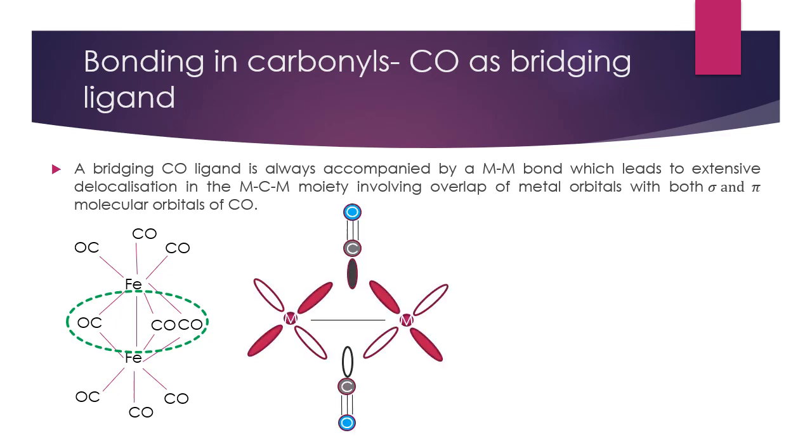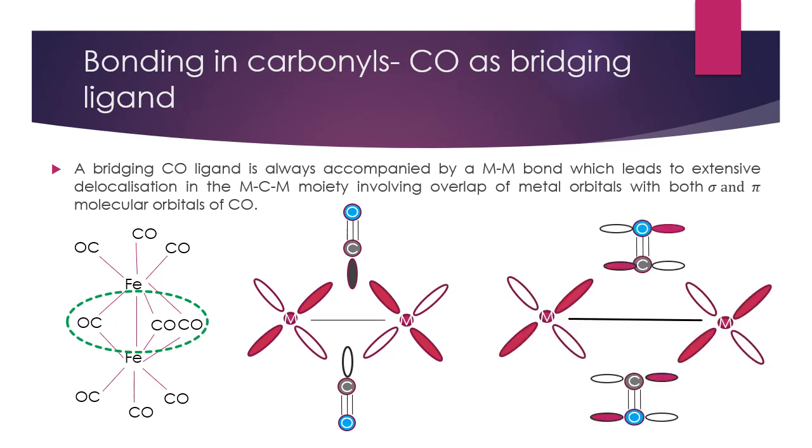See these examples. Here this is the sigma bonding molecular orbital of carbon monoxide. This overlaps with the d orbitals of the metal atom, and similarly in this case these are the pi molecular orbitals of the carbonyl groups, and this overlaps with the d orbitals of the metal atom. This is the overlap of sigma and pi orbitals of bridging carbonyl ligands with the d orbitals of metal atoms. The sigma orbital of carbon monoxide can donate electron density to the metal orbitals, and the empty pi star orbital of carbon monoxide can accept electrons from the d orbitals.